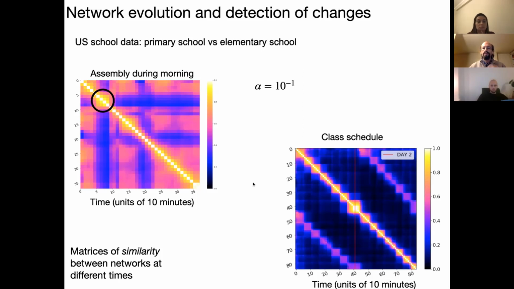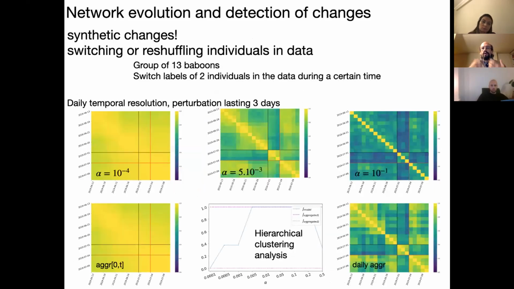We also looked at data in which there is actually not a big change, so we impose a change by perturbing the data at a certain point, here by just switching 2 individuals in the data in a group of 13 baboons for which we have data for a few months. And once again, we see that depending on the value of alpha, we can detect this artificial change in the data. Here in this case, we also see it using just a daily aggregated network.